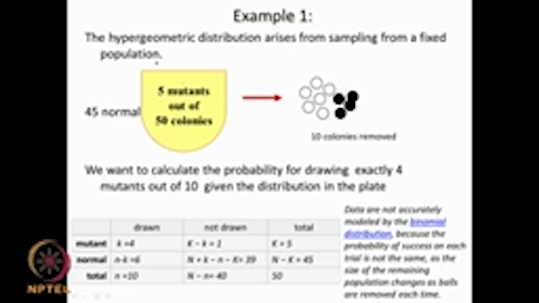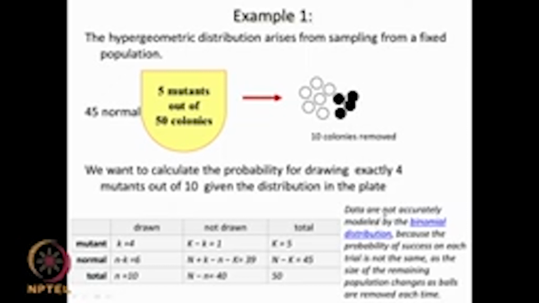Let us look at a problem. So, it arises because of sampling from a fixed population. So, imagine there are 50 colonies, okay, which has 5 mutants. So, 45 of them are normal, okay. Now, I have removed 10 colonies from this lot, and imagine there are exactly 4 mutants out of this 10. So, 6 of them are normal. So, we have drawn 10, 4 of them are mutant, normal is 6, okay. Total has 5 mutants and 45 normal, the total is 50, okay.